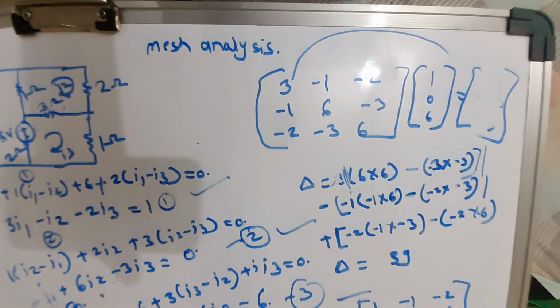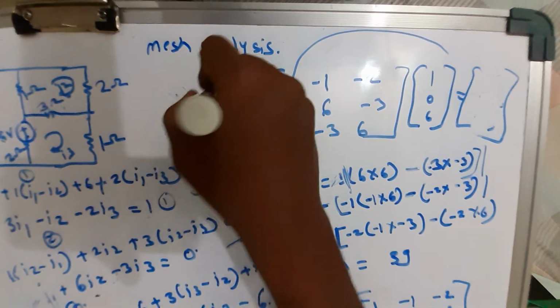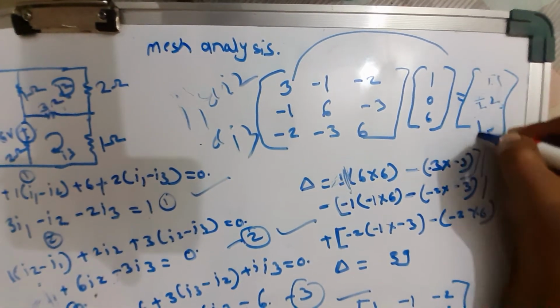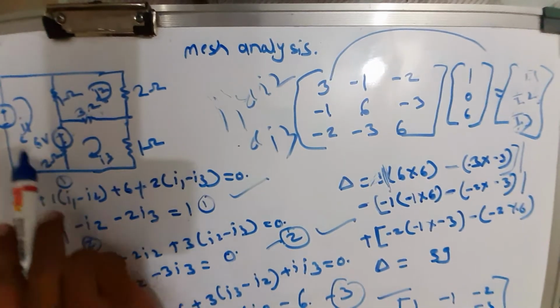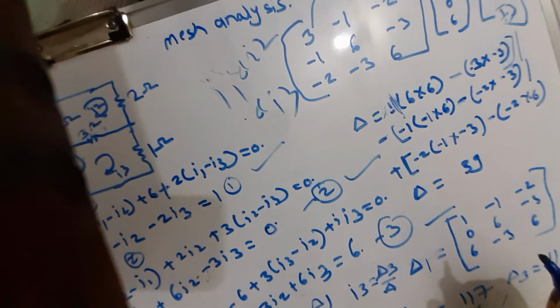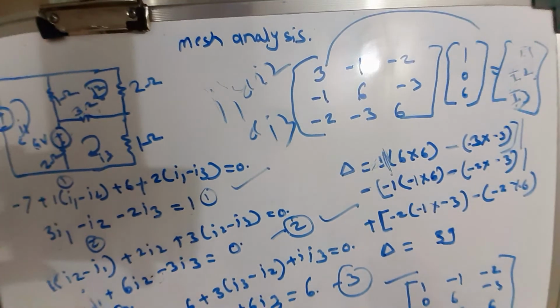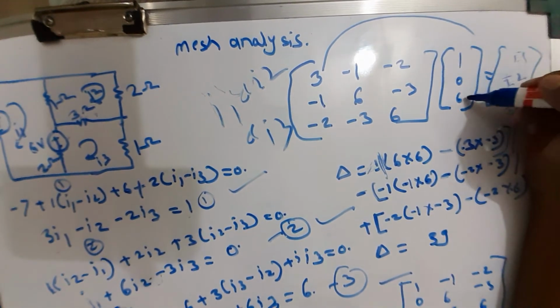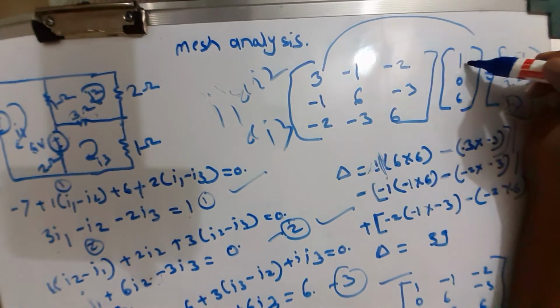Now the question arises: how do we find the value of I1, I2 and I3? Our main aim is to find the value of I1, I2 and I3. So first we have to find these currents. In order to find I1, we have to find the value of delta 1. So for finding delta 1, replace the first column by 1, 0, 6.